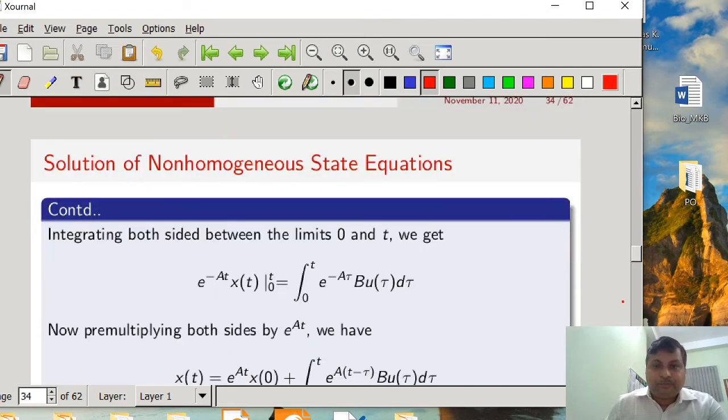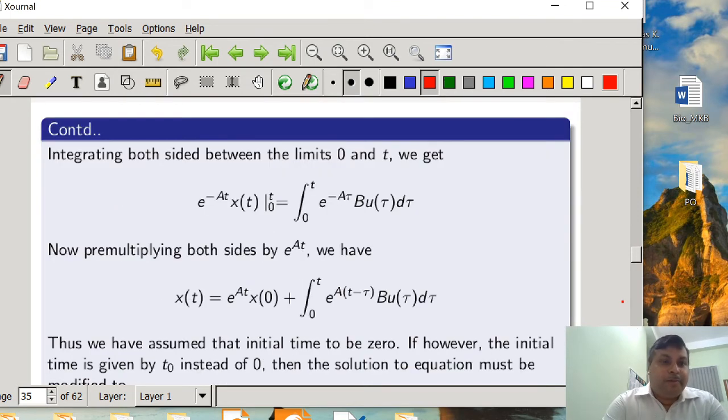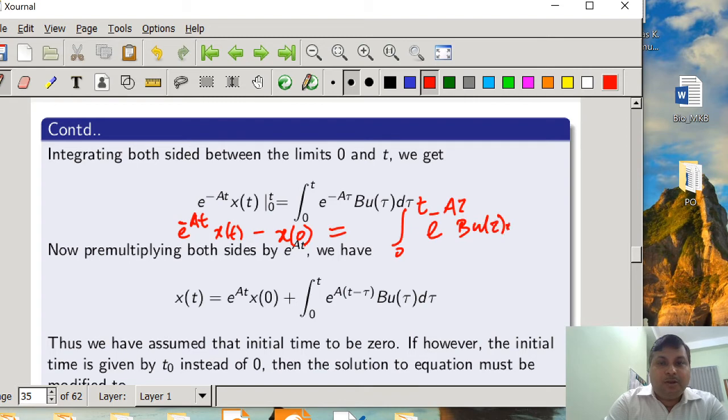Now you can see that we can pre-multiply both sides by e to the power at to get x of t. Fine. So now if you put in the lower limit and upper limit, what do you get? It is basically e to the power minus at x of t minus x of 0, equal to the integration from 0 to t of e to the power minus a tau b of u tau d tau.